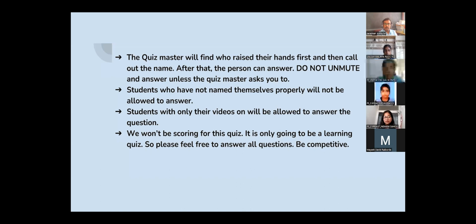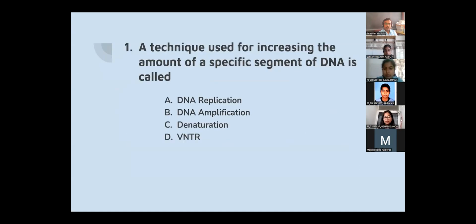So we'll start with the quiz. The first question: a technique used for increasing the amount of a specific segment of DNA is called. Option A, DNA replication. Option B, DNA amplification. Option C, denaturation. Option D, VNTR.